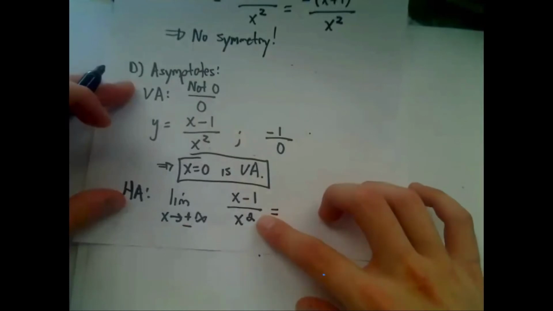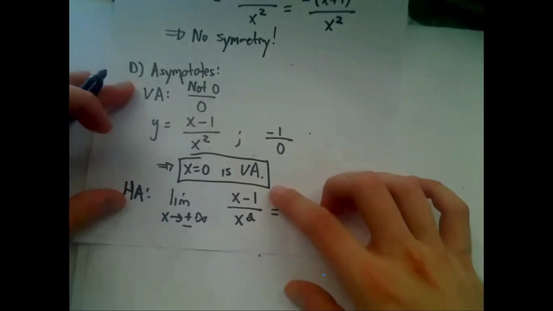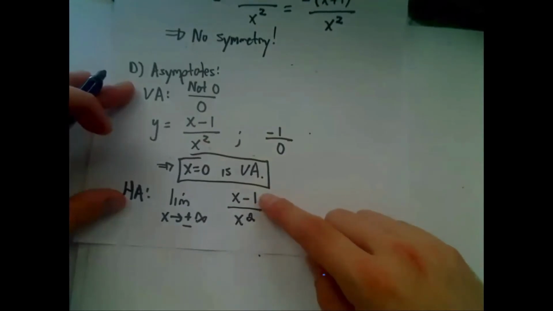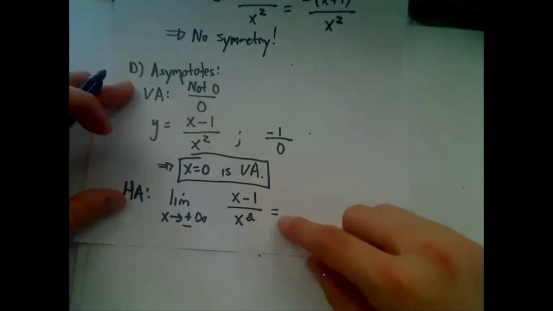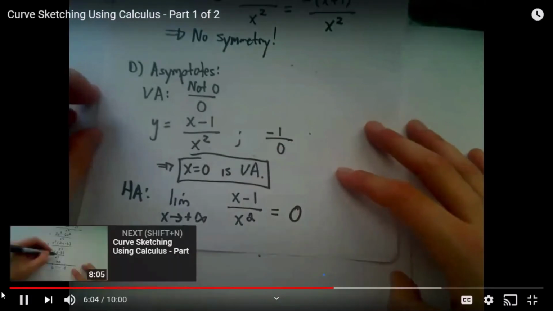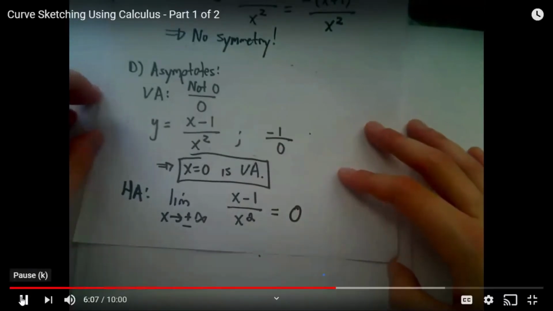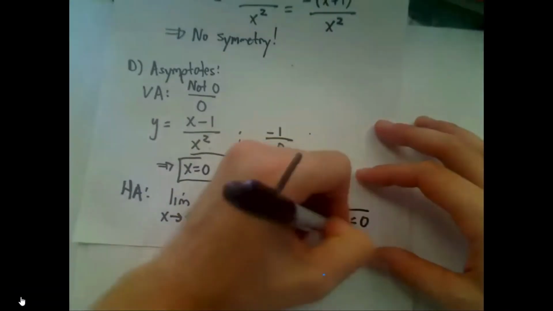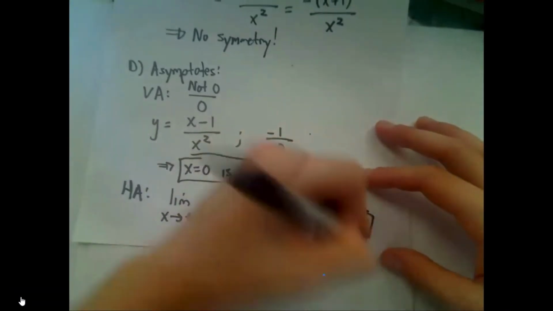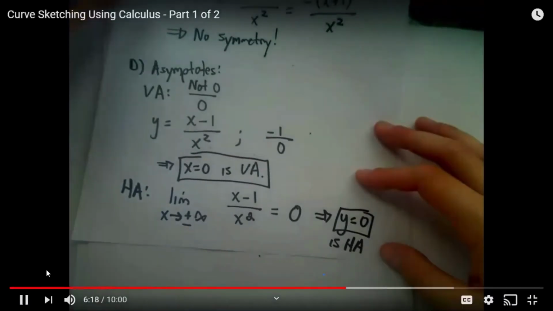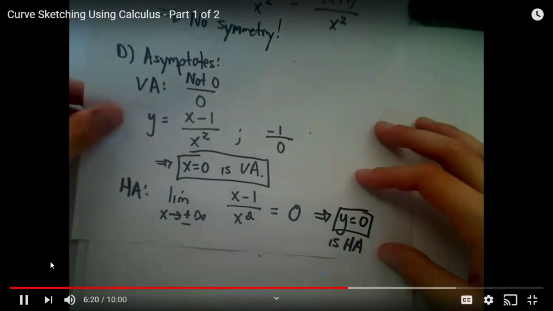It says if the power on bottom, the degree of the polynomial on the bottom, is bigger than the degree of the polynomial on top. In the denominator, we have a polynomial of degree 2. On the top, we have a polynomial of degree 1. It says that this limit will always work out to be 0. And I do these in another video talking about limits at infinity, and I believe for rational functions even. So this says that the line y equals 0 is going to be a horizontal asymptote. So we'll have to use that when we sketch our graph, obviously.